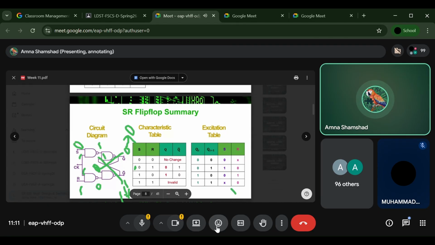Yes, class. Quickly verify it for the 1 0, for 0 and 1. Those who have done, quickly thumbs up. Verify it with the 1 0.